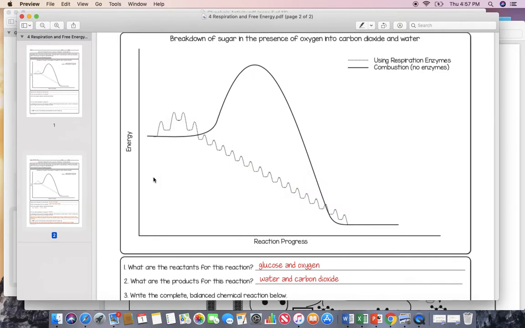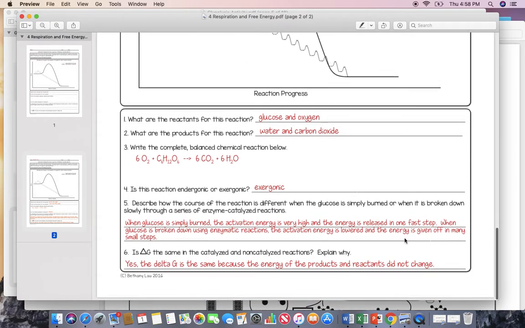So the part where it goes up the steep hill, the solid black line goes up the steep hill and comes back down. This is the activation energy needed. You have to input energy, that's like catalyzing the reaction, but not with enzymes, okay? In this case, we have to put in a lot of energy to make the process happen. Whereas with the enzymatic reactions, the activation energy is lowered and the energy is given off in many small steps.